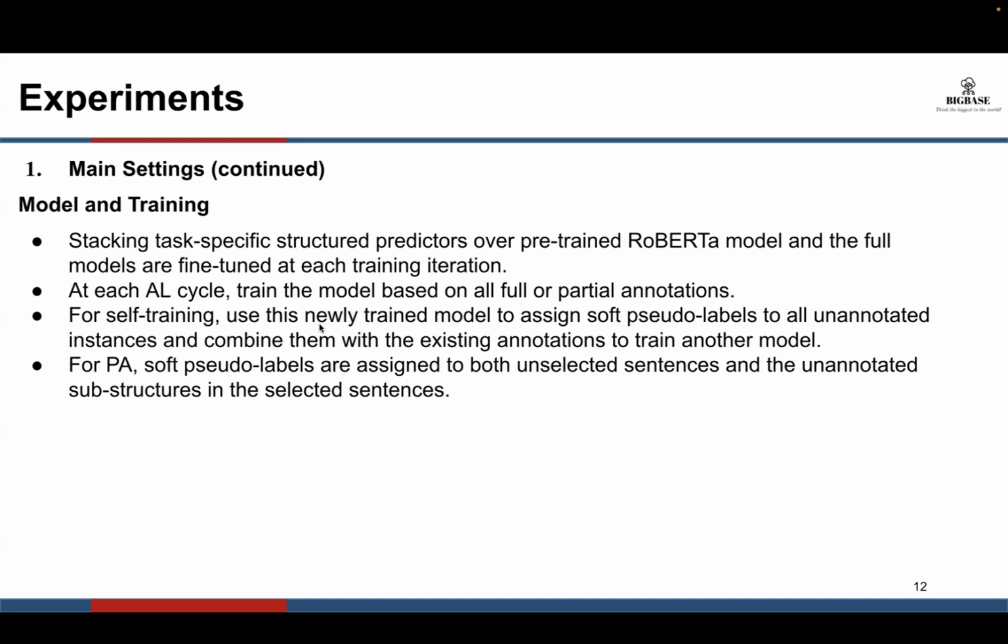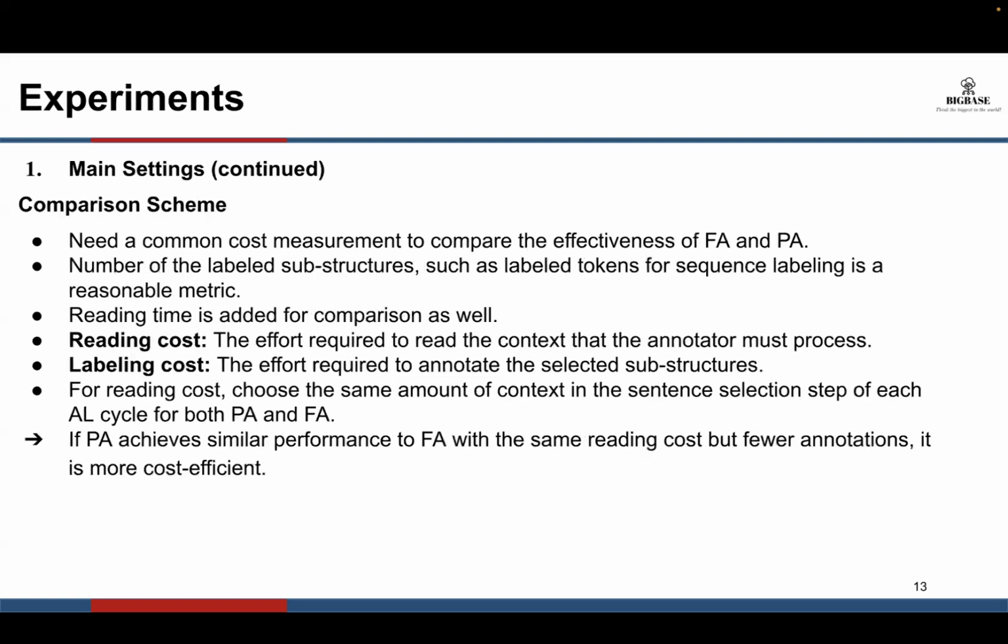And for self-training, as I said, they use the newly trained model to assign pseudo labels to all unannotated instances and combine them with the existing annotations to train another model. And for partial annotation, since there's first sentence selection, and then within those sentences, there's token selection, pseudo labeling is done to both unselected sentences and to unannotated substructures in the selected sentences.